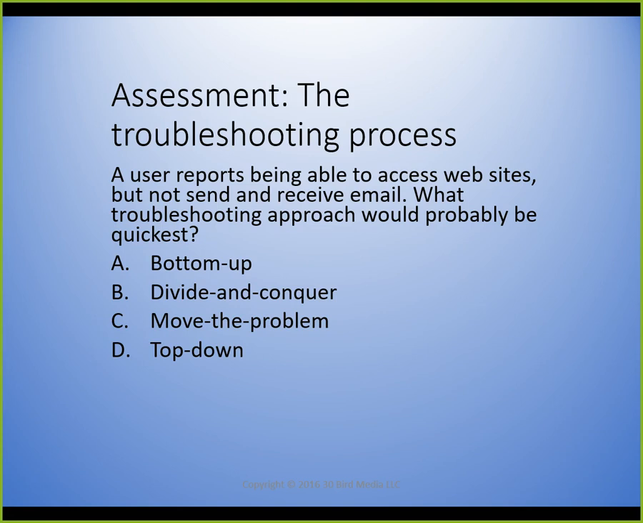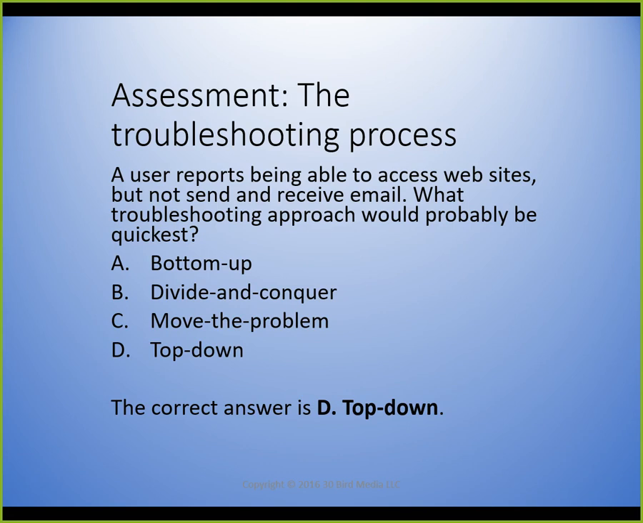What troubleshooting approach would probably be the quickest? Bottom up, top down, divide and conquer? Anybody? Bottom up. Oh, bottom up. How about top down? Because what we're talking about is getting to the websites, but he can get to the websites but can't receive an email. Some application's not working somewhere.